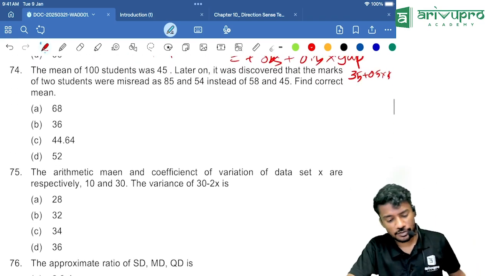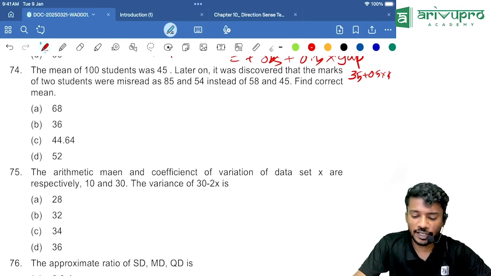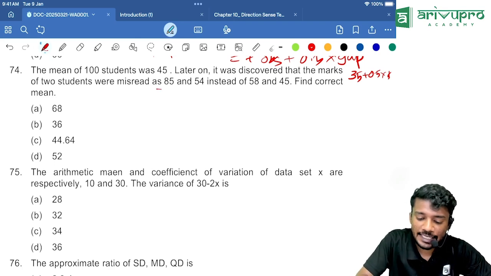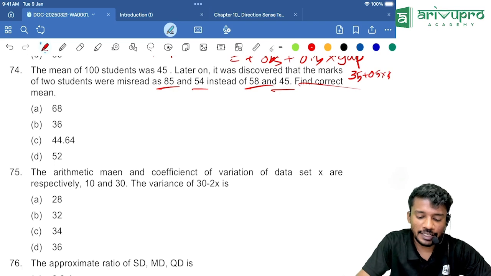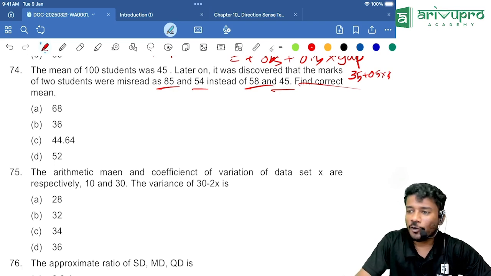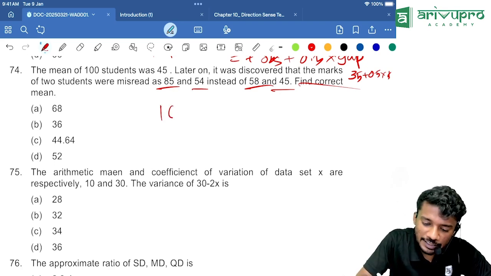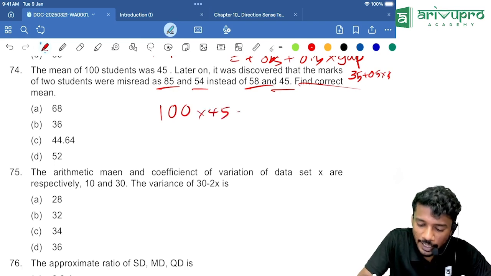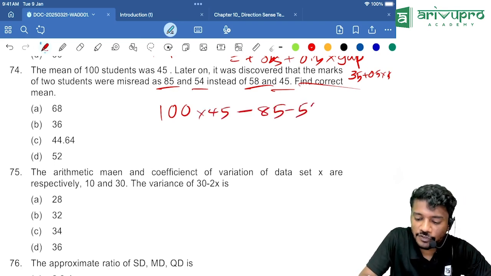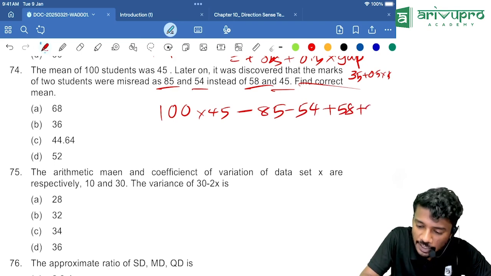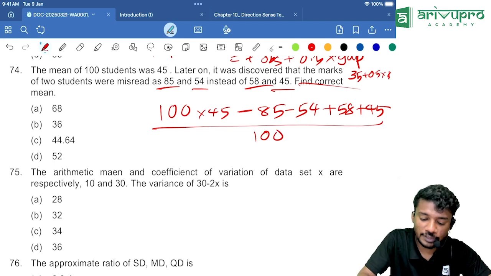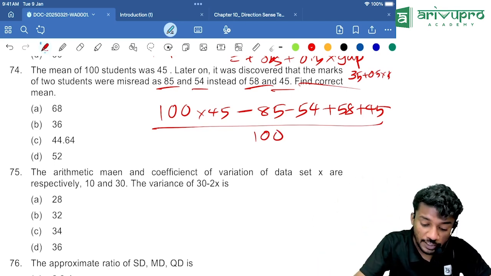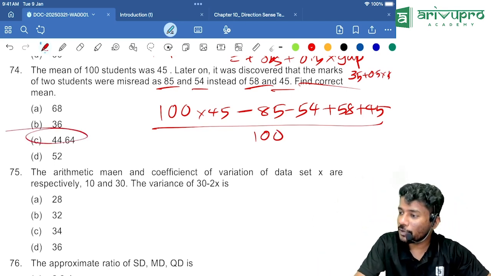Now look at this. The mean of 100 students was 45. Later on discovered that the marks of two students were misread as 85 and 54 instead of 58 and 45. Find the correct mean. How will you solve this? What is the method? 100 into 45 minus 85 minus 54 plus 58 plus 45, the whole divided by 100. How many are there? 100. What is the answer? 44.64. Got the point?